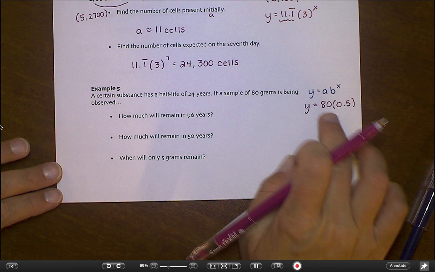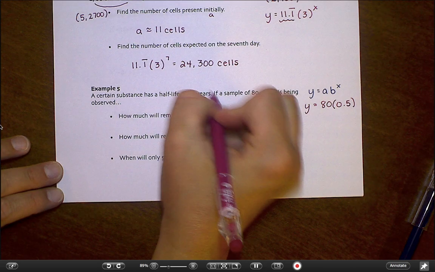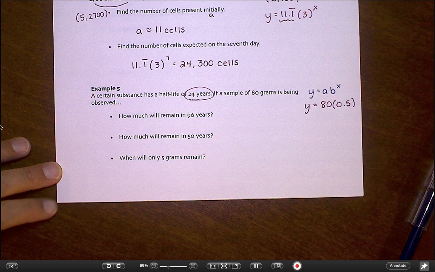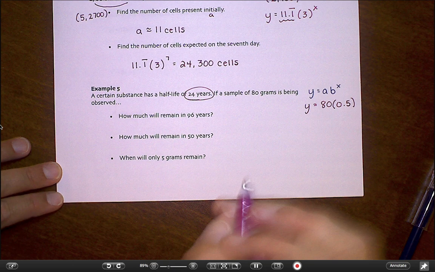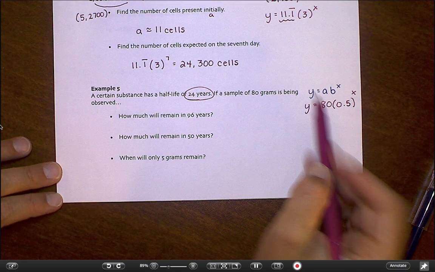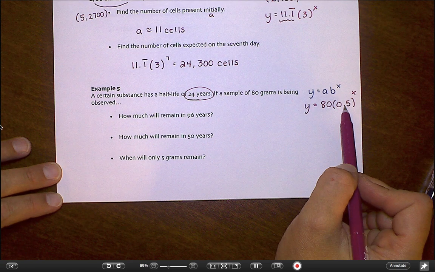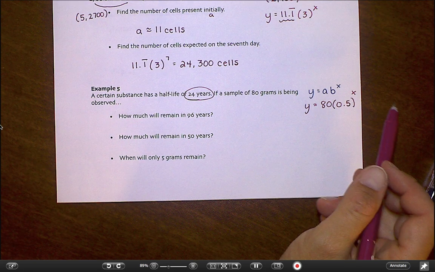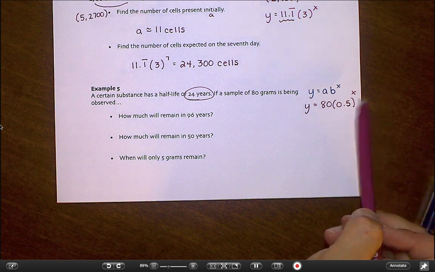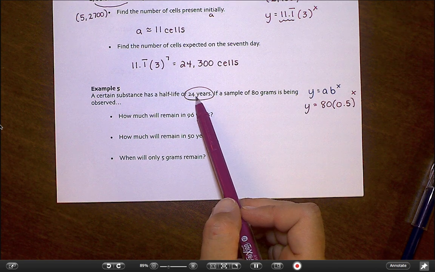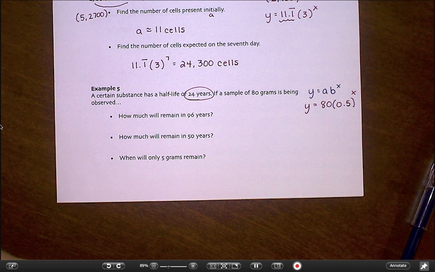So if that's A and that's B, how do I deal with this 24 years? That question tends to come up a lot in half-life problems. So here's the thing. If I just put an X up here, then I'm taking this 80 and cutting it in half every single year. Every time I put a new number in there for X, I'm cutting in half one more time. But I don't want to cut in half every year. I want to slow this down. I want to group it into groups of 24.